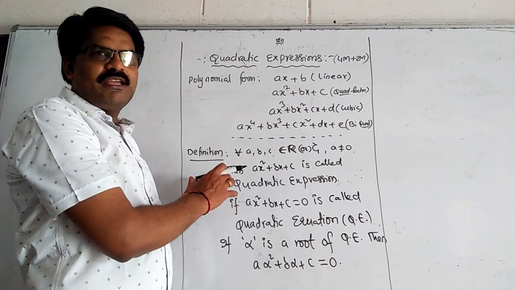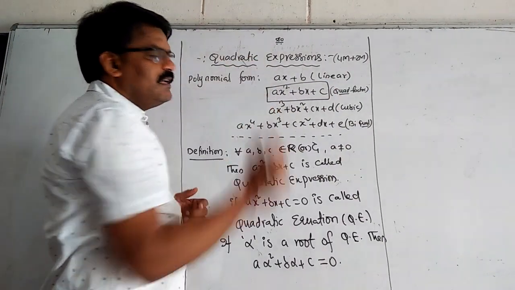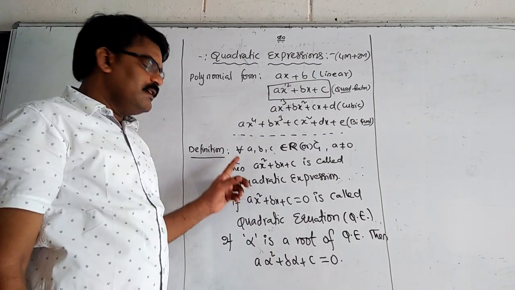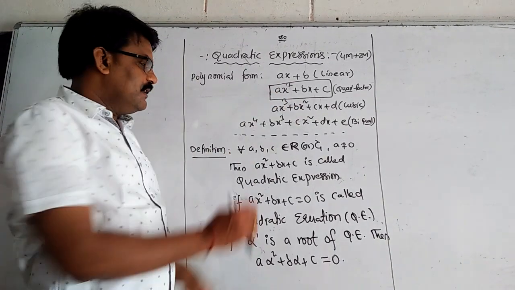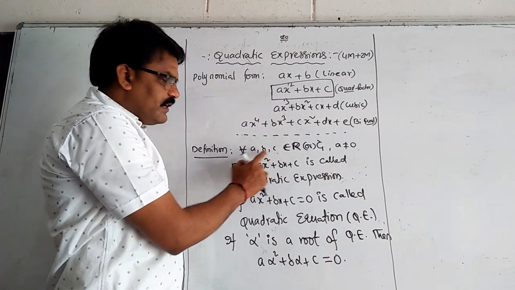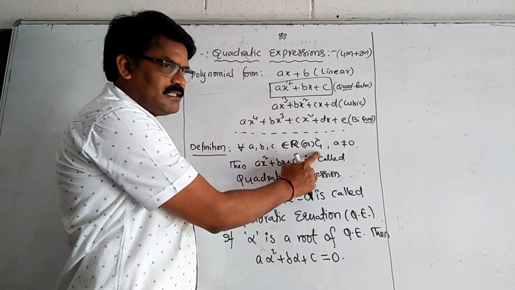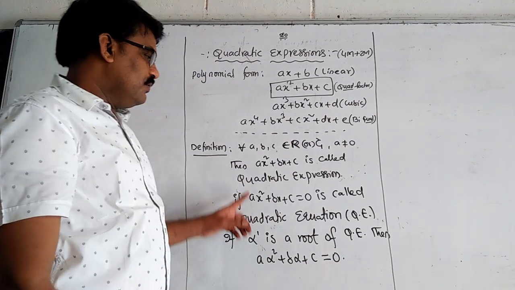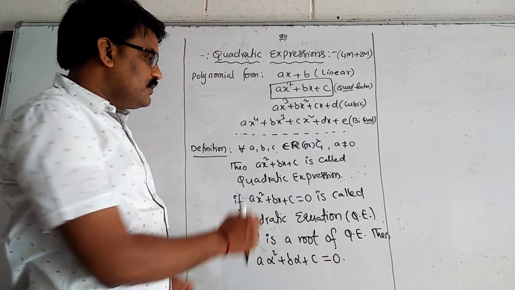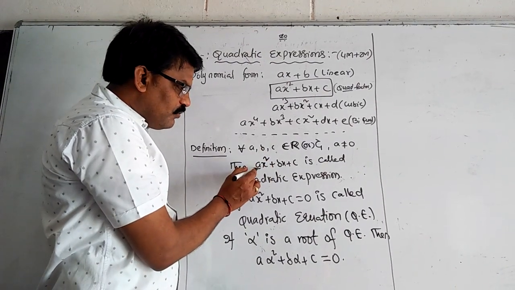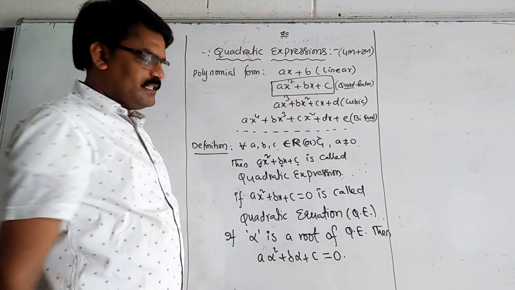Now let us discuss the definition of a quadratic expression. This ax square plus bx plus c is called a quadratic expression. The definition is: here the constants are a, b, c. When a, b, c are real numbers or complex numbers where a is not equal to 0, then ax square plus bx plus c is called a quadratic expression. Here a is the coefficient of x square, b is the coefficient of x, and c is the constant.